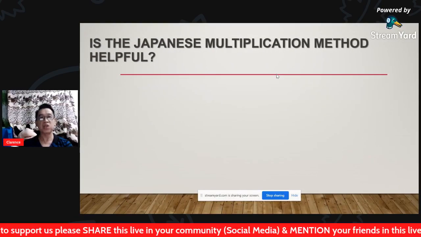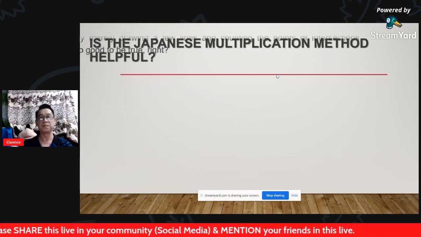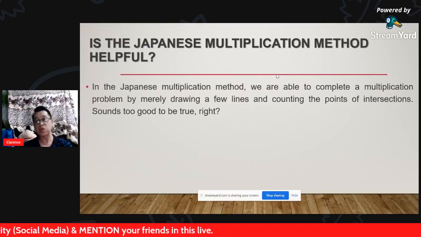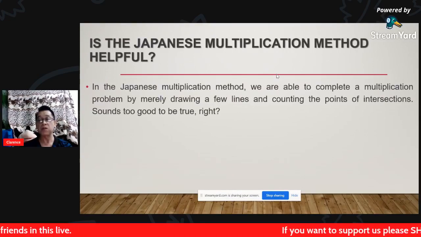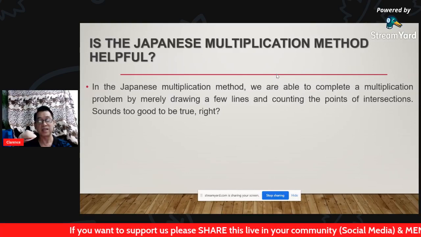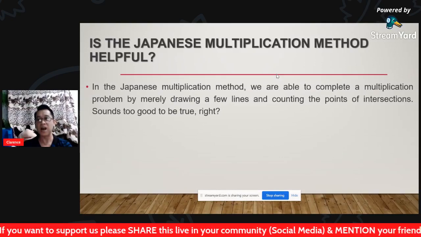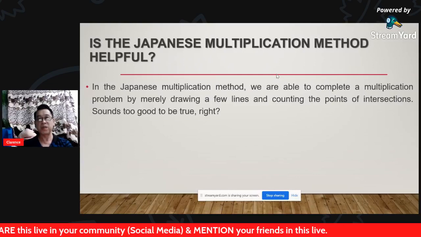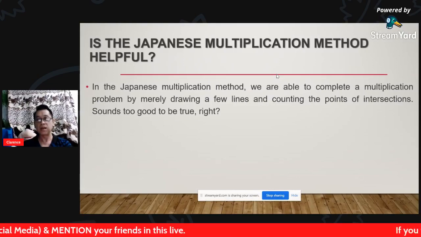Is the Japanese multiplication method helpful? First, in the Japanese multiplication method, we are able to complete a multiplication problem by merely drawing a few lines and counting the points of intersections. Sounds too good to be true, right? Later on, you will see how this multiplication method will be helpful for each and every one of us.